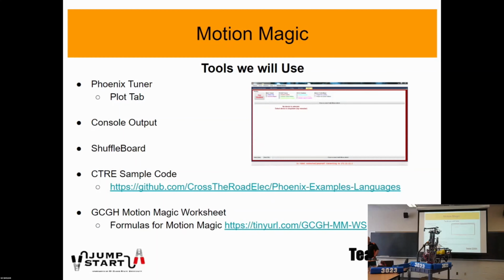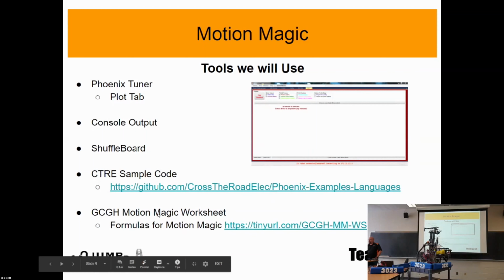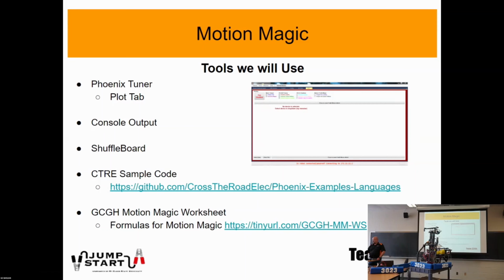Where to get the code, you want to get that at CTRE's sample code library. It's posted on the GitHub and their links are on their website and is here as well. And finally, we'll take a look at our Motion Magic worksheet that the Gearheads have created to dump in these few variables, and it will output what our feed forward terms are, our P, I and D, cruise velocities, as well as do some sanity checks for us.